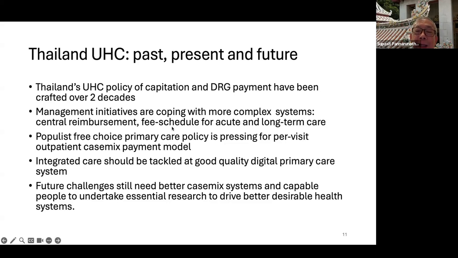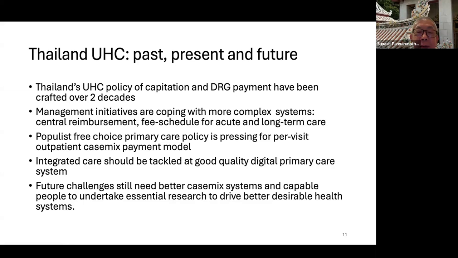Then they set the fee schedule for payment, and soon afterwards there were a lot of services that they wanted to promote, like long-term care, rehabilitation care, and subacute care. So they use the fee schedule for these. And furthermore, there is the populist policy that tries to provide free choice.